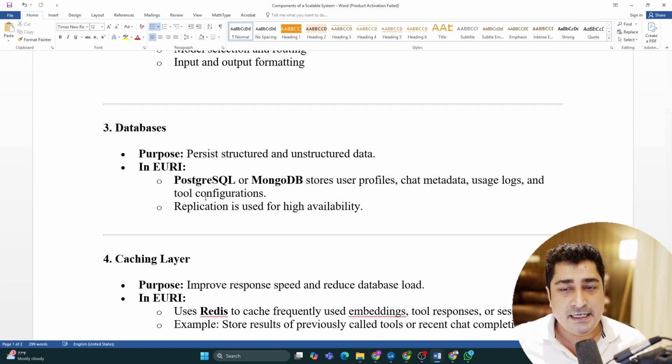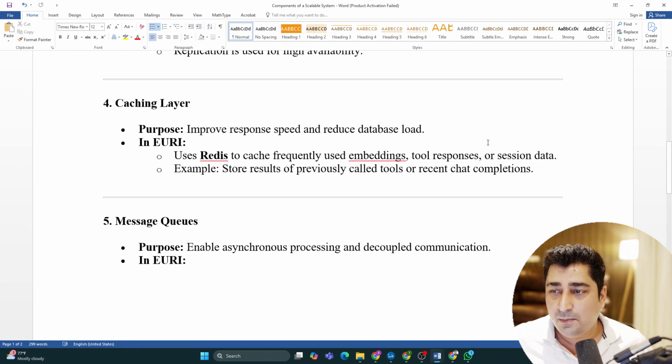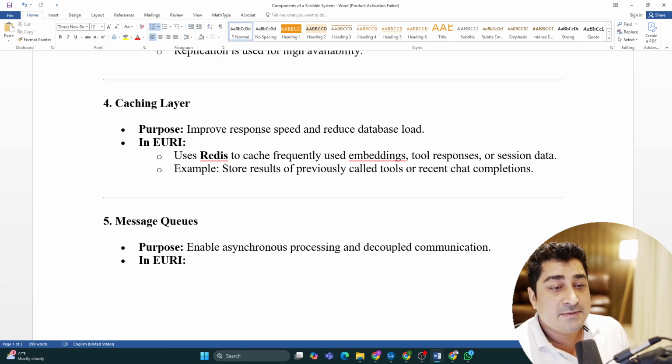So this is the database component. Then the third major component that we are using inside Eury is basically a caching layer. And for that, we are using Redis.